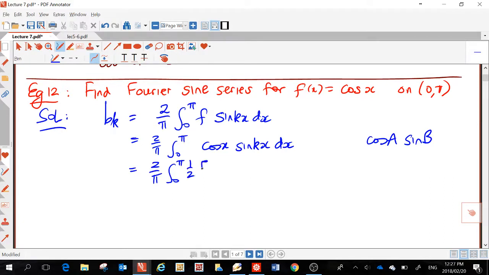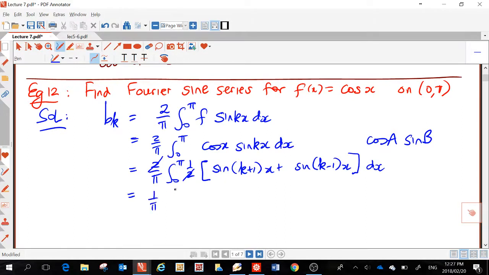So this one turns out to be 2 over pi, integral 0 to pi, half of... oh, actually, this is sine and cos, which gives you sine of kx plus x, or k plus 1 times x, plus sine of kx minus x, or k minus 1 times x, dx. That's the formula. So let's finish this off.